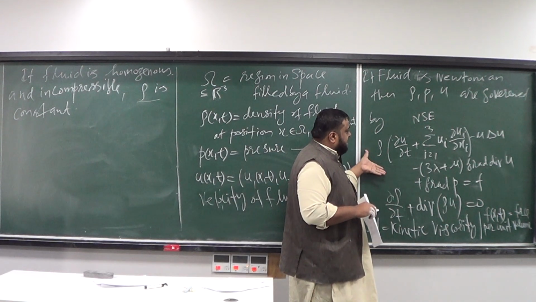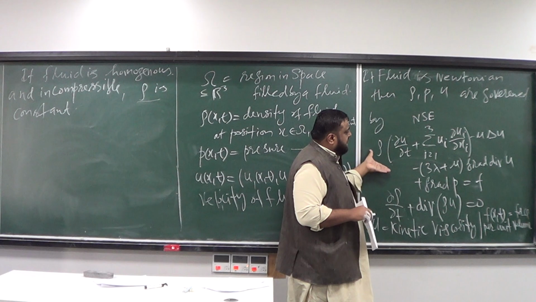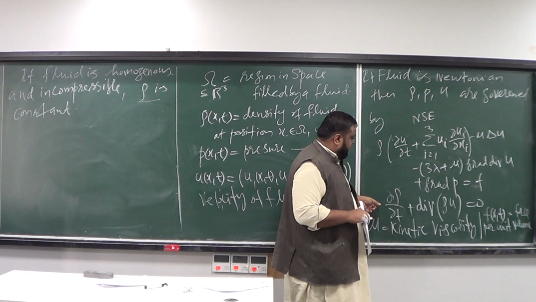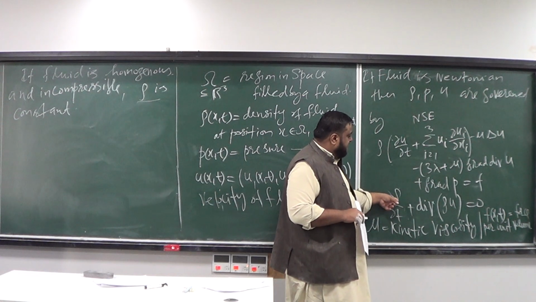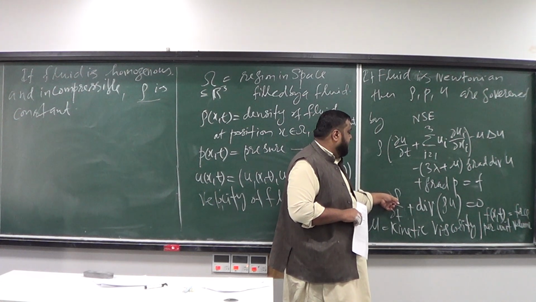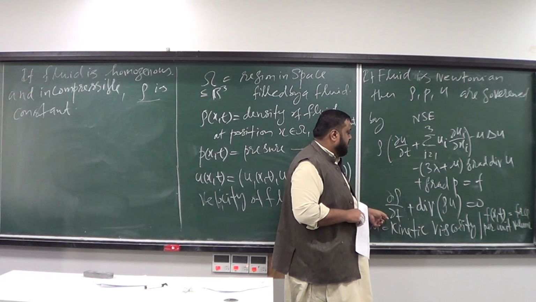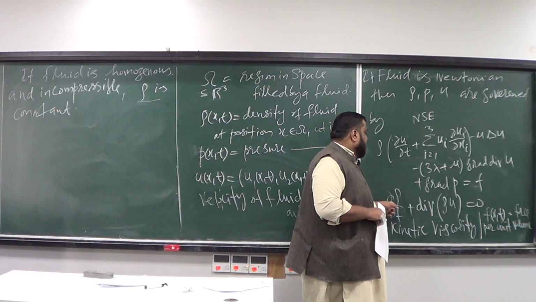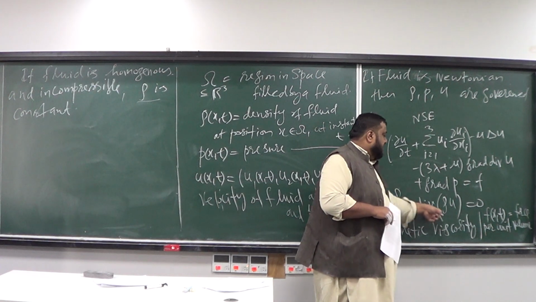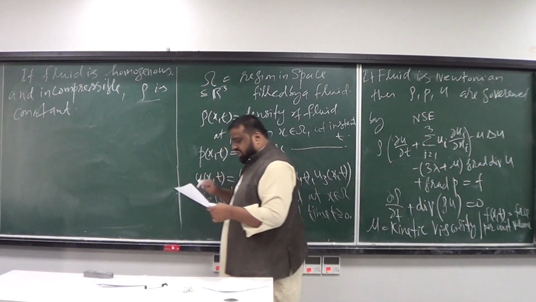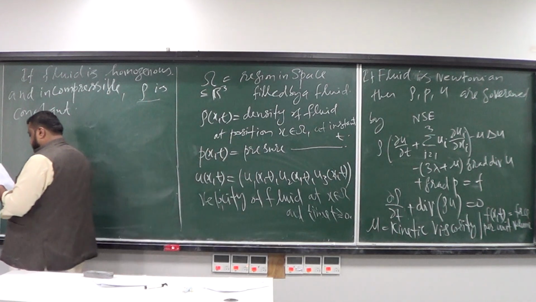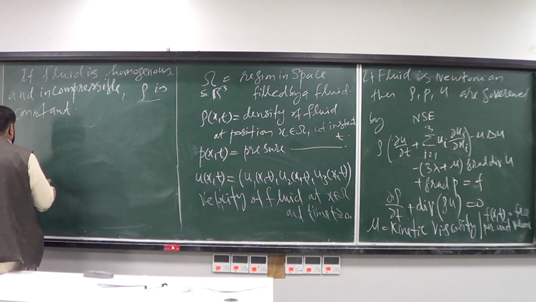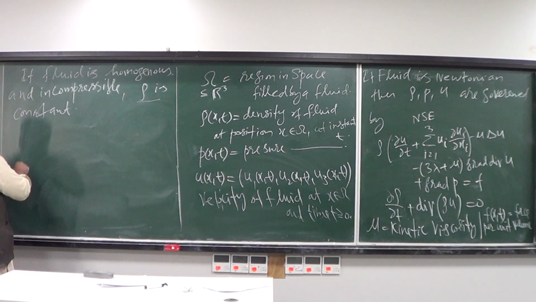So this equation would probably stay the same, but this equation will go away, because if rho does not depend on space and time, then its derivative with respect to time is going to be zero. Rho is a constant, you can pull it out. So what you're going to get is a divergence of u equal to zero. So the equation is going to basically look like this. The equation will reduce to this.